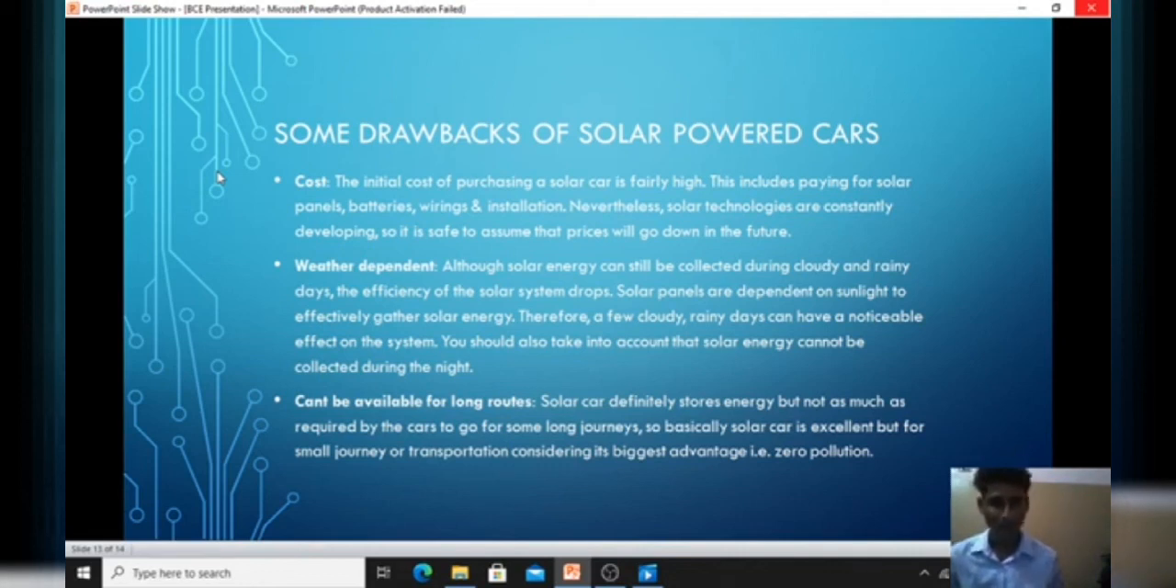But why? Solar cars definitely store energy, but not as much as cars require to go on a long journey. We can store energy in our battery for a short route, as we can use our solar powered cars in daytime. But as the sunlight becomes dark, at night we can use them only for short routes, as our batteries are not suited for long routes. The energy stored in batteries is not as much as we would need.